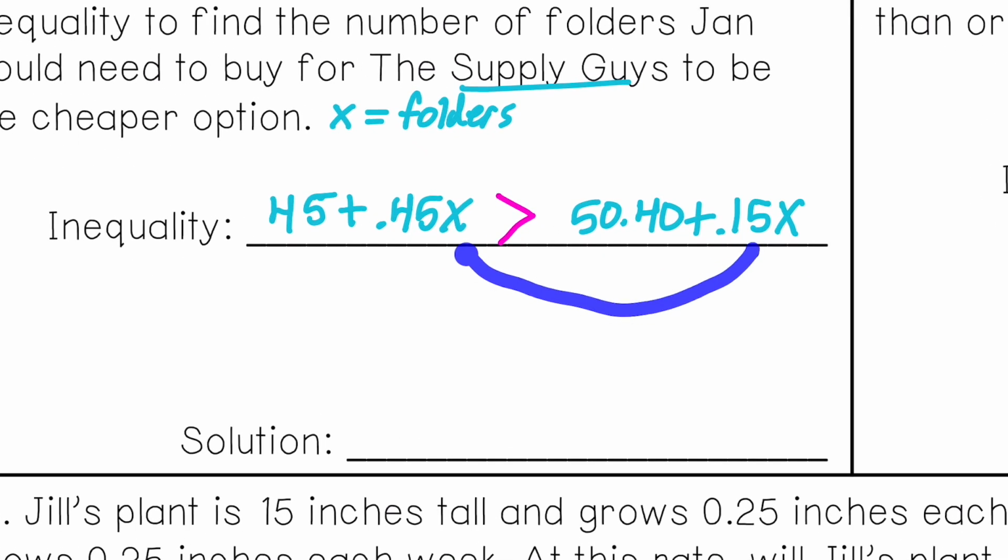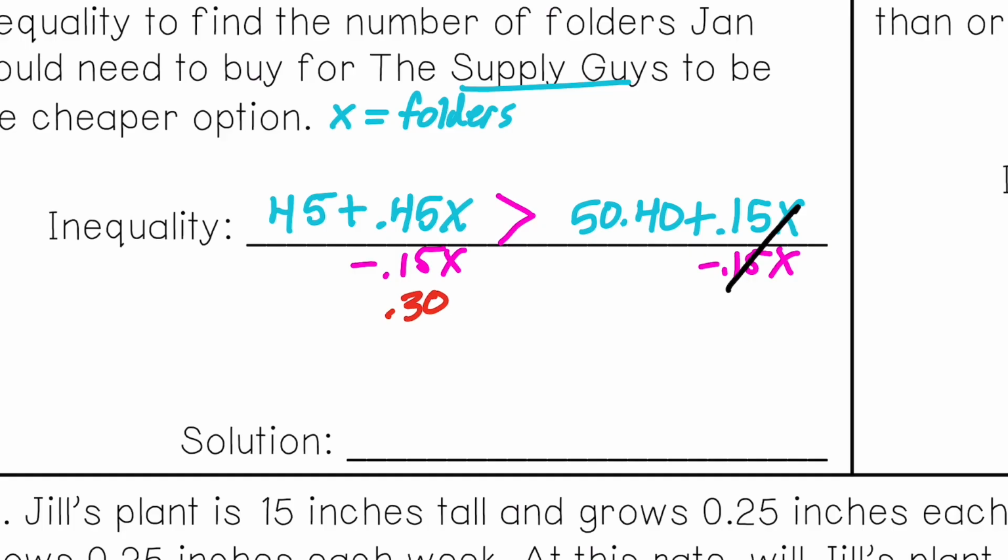So again, first step, move my x's. So minus 0.15x to both sides. From there, 0.15x minus 0.15x goes away, and I'm left with 0.30x. I'm going to draw a line down my sign here, just to keep things organized. And my 45 falls down, and my 50.40 falls down. From there, I need to get rid of this positive 45 by subtracting 45.